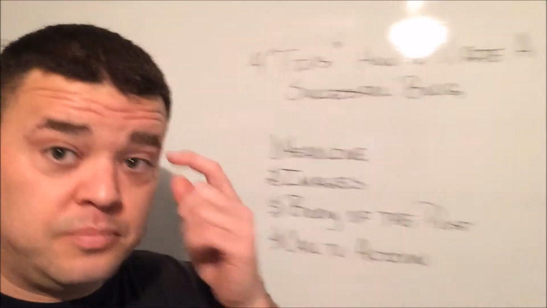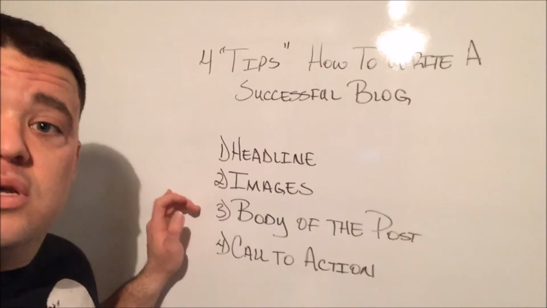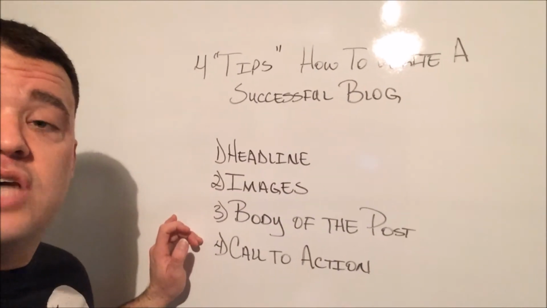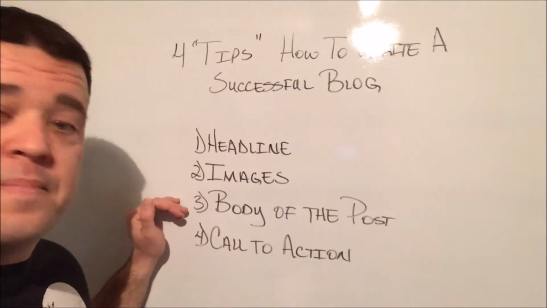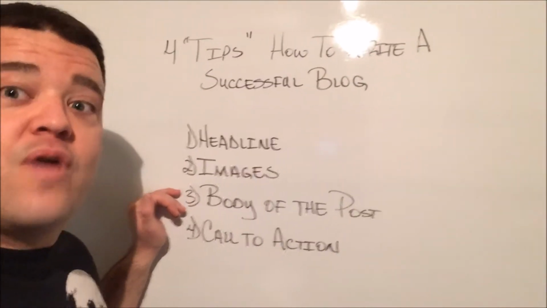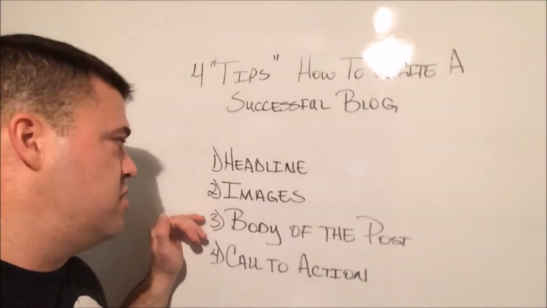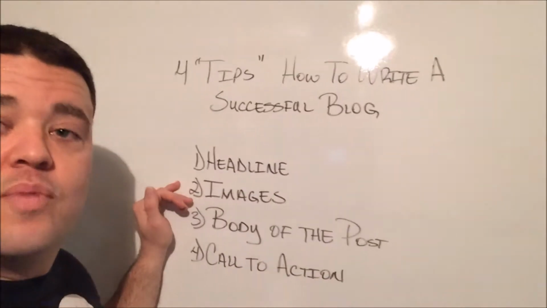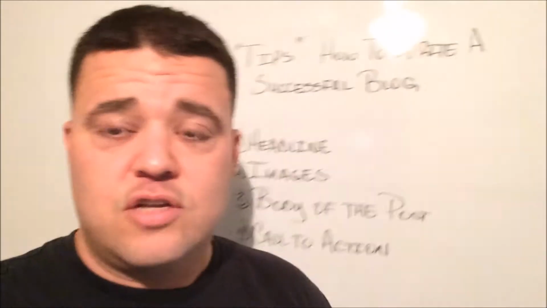So make sure that you follow these tips: the headline, images, body of the post, and the call to action. Call to action is very important, but also make sure you provide good content. Break up the paragraphs into 2 or 3 sentences. Don't bunch them up because it's going to look like a jumble of words. Then include images in there because they're very pleasing to the eye. And make sure that you have a really good headline in there so you can attract your reader.